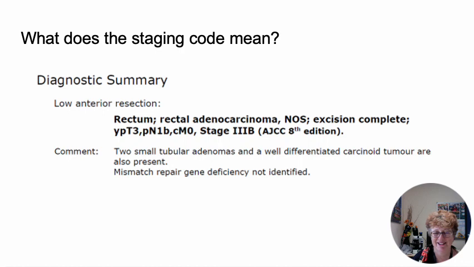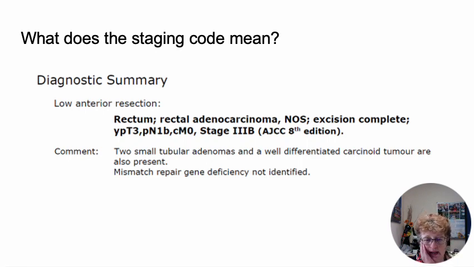So hello, so what we're going to do now is look at the diagnostic coding. So at the end of every report will be a diagnostic summary where it states what tissue has been taken and what the diagnosis is, in this case rectal adenocarcinoma NOS. And here it's stating the excision was complete, which we've just learned. Okay, so then there's a bunch of coding, right? And this is the staging coding.